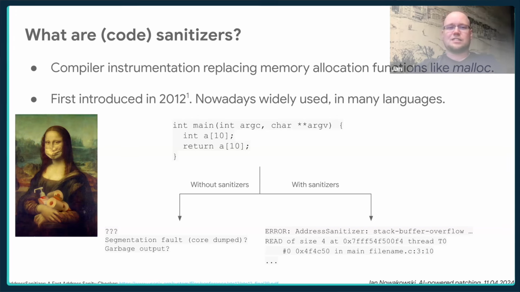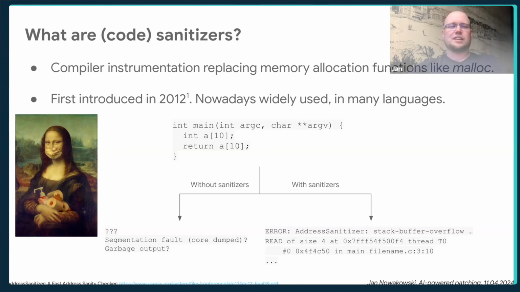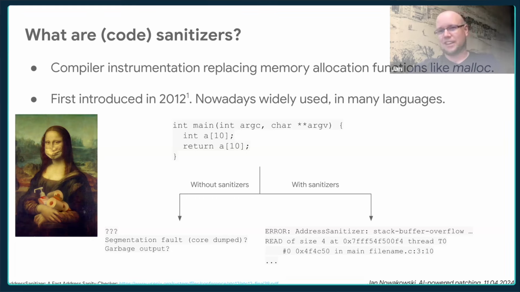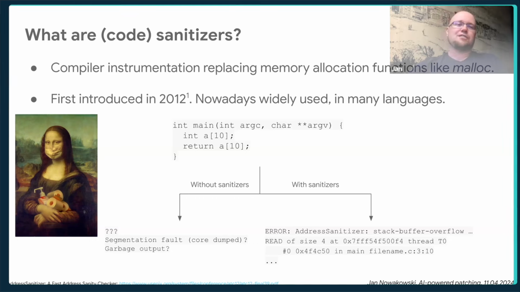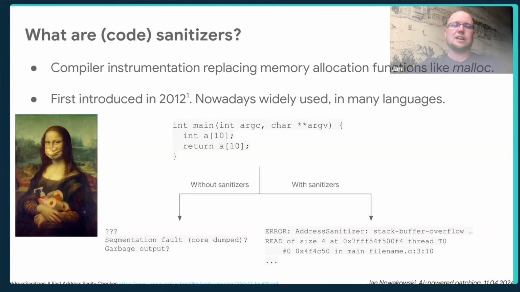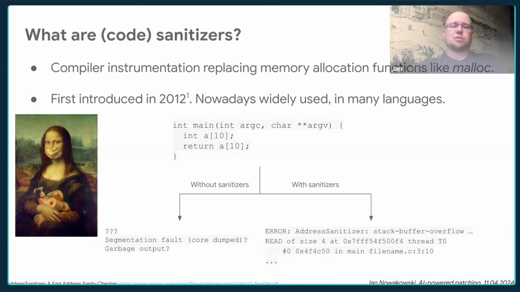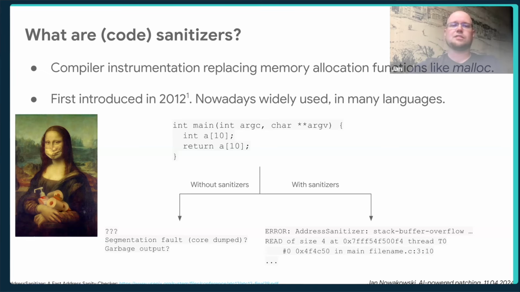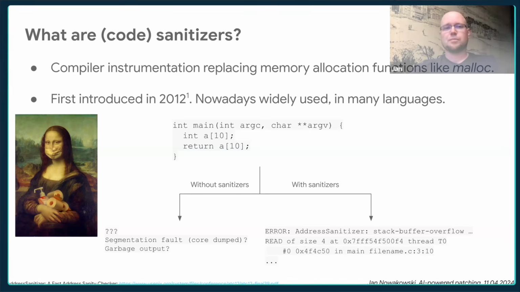I mean code sanitizers. And they have, let's say, a cryptic and boring definition: compiler instrumentation replacing memory allocation functions like malloc. In slightly simpler words, every time a program wants to allocate memory, it uses some function. And people found clever ways to modify them slightly so that we have not even more control, but more information about what happens when it does. They were introduced more than 10 years ago now, and nowadays they are very widely used in many languages.